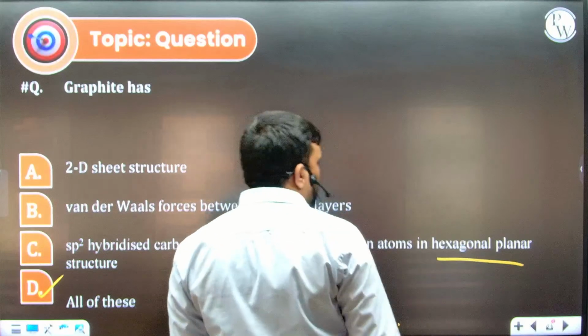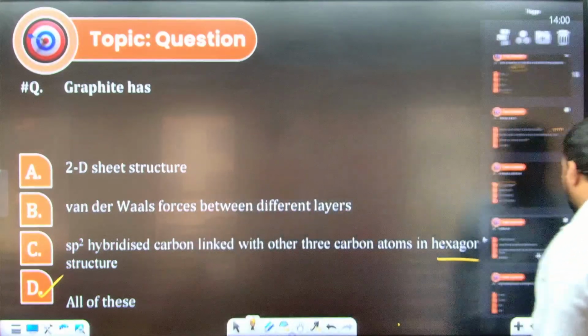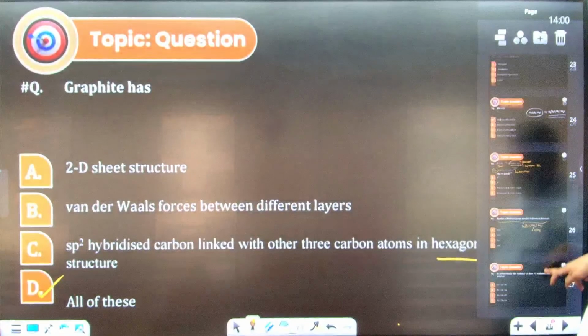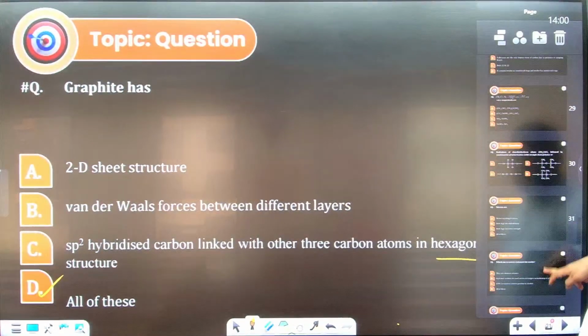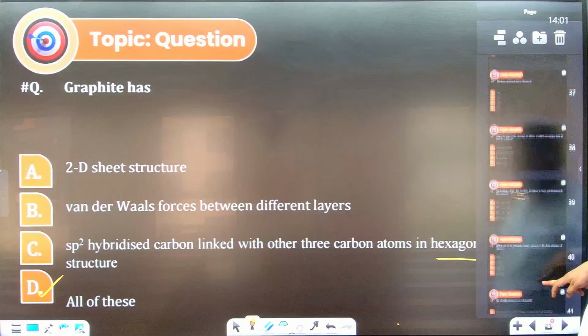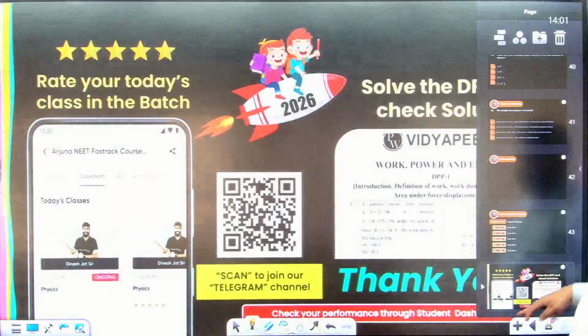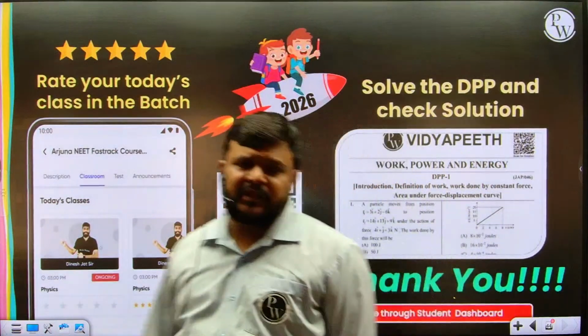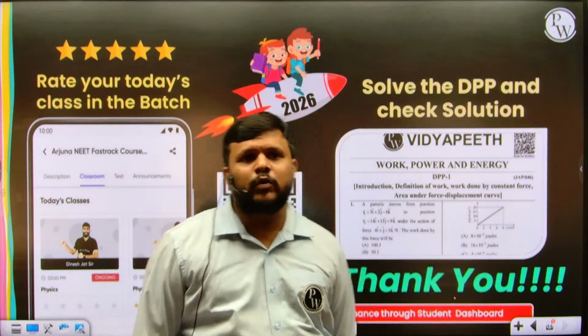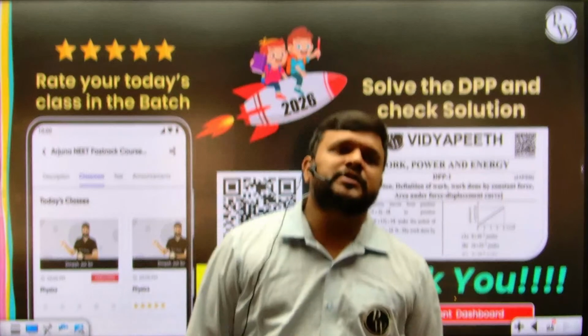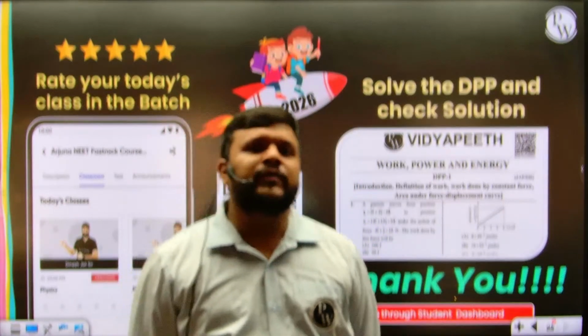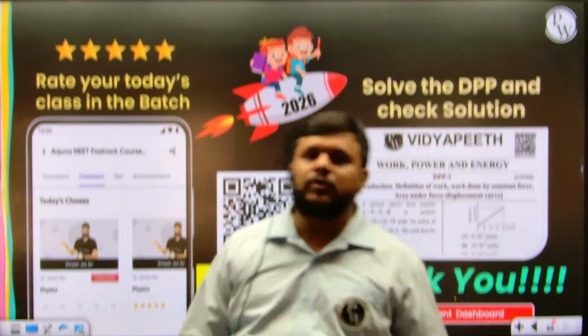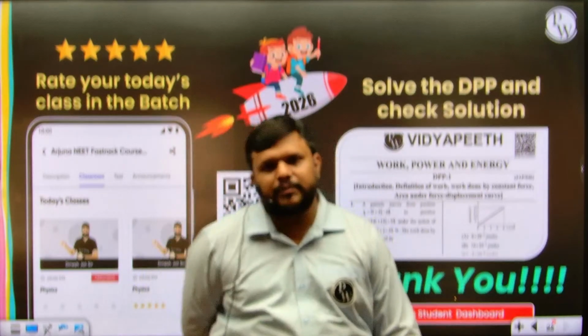So this was all about the P block section we covered over here. We covered the boron family and carbon family. We have limited time over here. We can discuss many things, but quality is more important. So we studied about them, and then after that we discussed all the PYQs that they ask in the NEET examination.